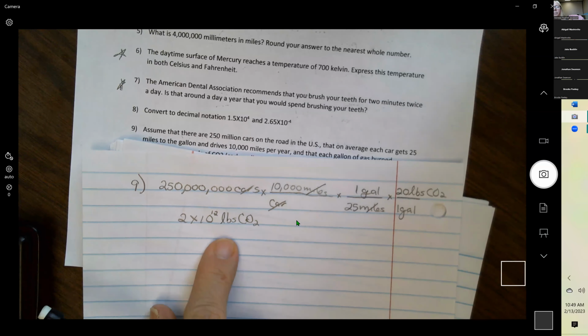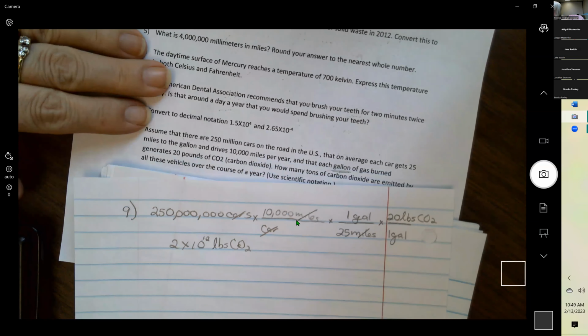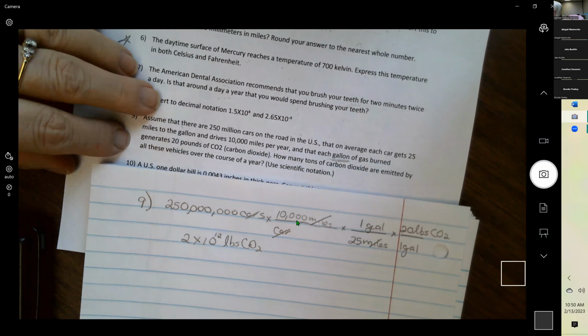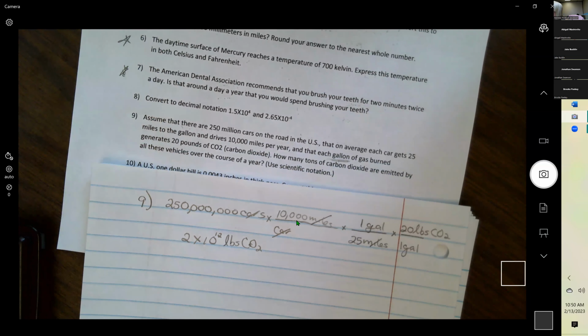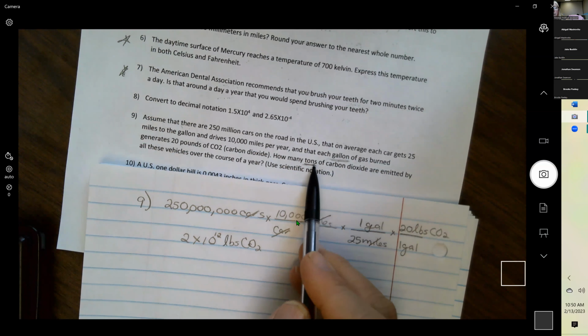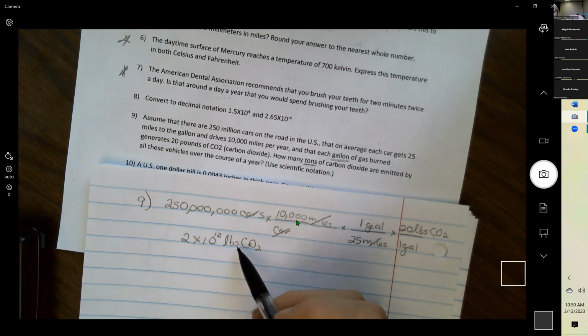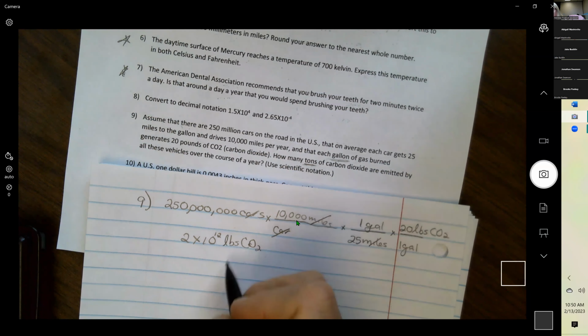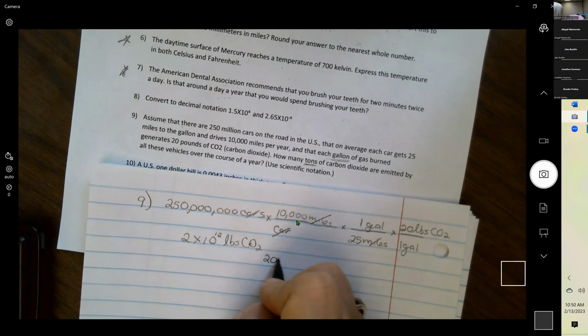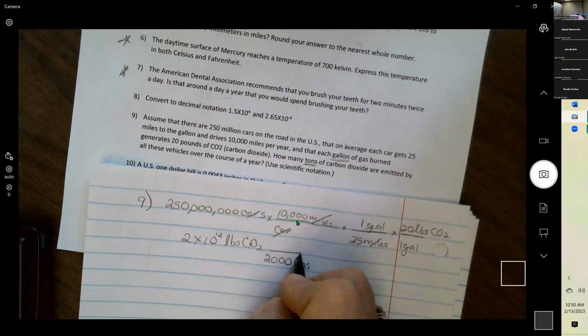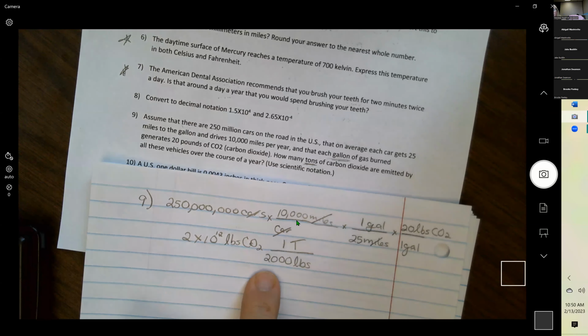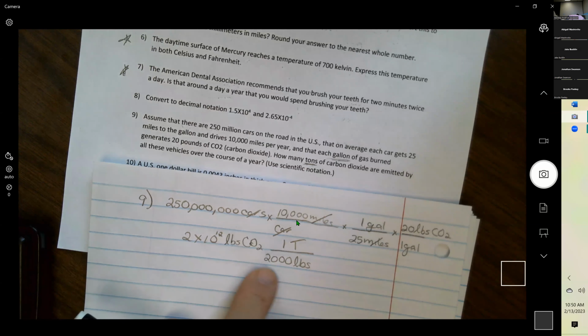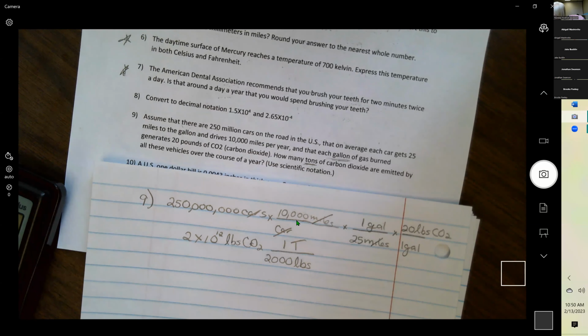So that would be pounds, but if we read the problem again, I think it asks for tons. Oh, no, it didn't. Oh, yeah, it did. How many tons? So we have to convert this to tons. And we know 2,000 pounds is 1 ton. Pounds needs to be in the denominator because pounds needs to cancel. Then we'll have tons of CO2. So we take that answer, divide by 2,000.